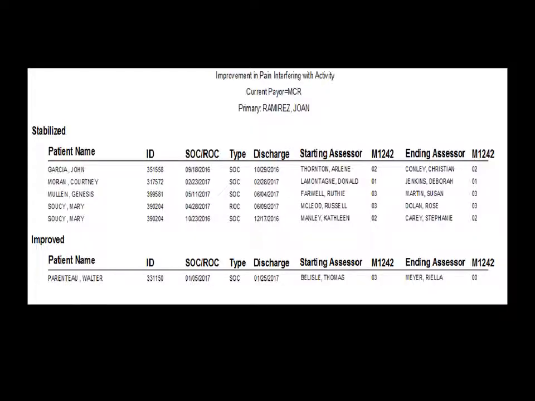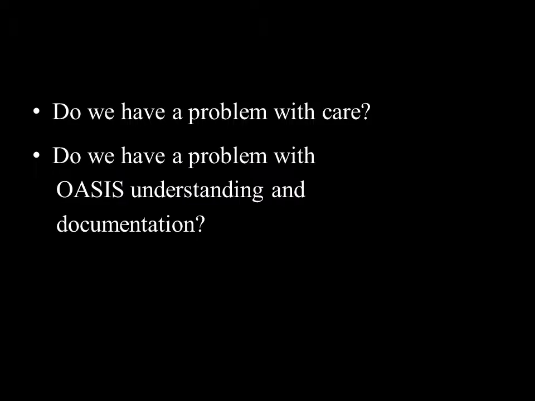Here are Joan's patients, and we can see we are only getting credit for one of the 6 for showing an improvement in their pain interfering with activity measure. It is quite likely chart reviews and staff interviews would reveal there are indeed pain issues being dealt with and improvement being made, but likely the initial assessment for M1242 is painting a false impression that there are no pain issues and therefore we're not able to document subsequent improvement over the period these patients are in our care.